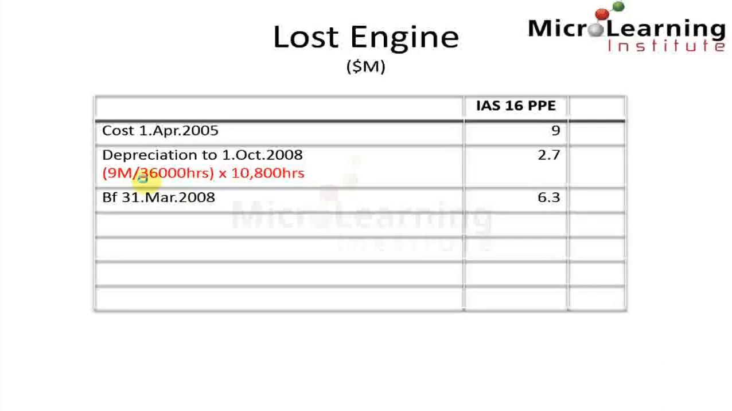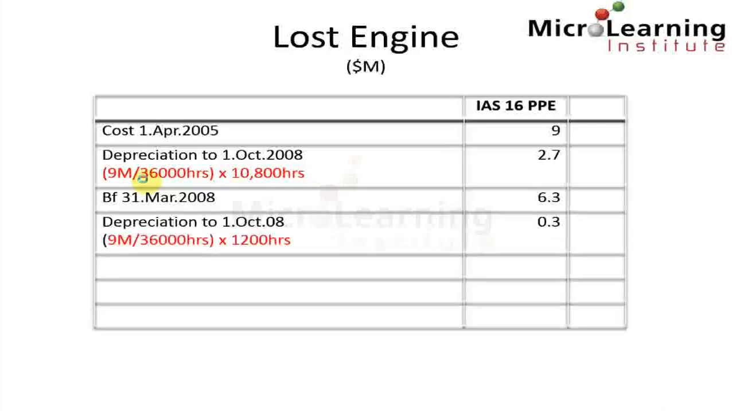As the engine wasn't damaged beyond repair until the 1st of October 2008, we calculate further depreciation in relation to the 1,200 hours used by this engine up to the 1st of October 2008. This depreciation of $300,000 is charged to P&L for the year. Hence, on the 1st of October 2008, this engine had a carrying amount of $6 million.